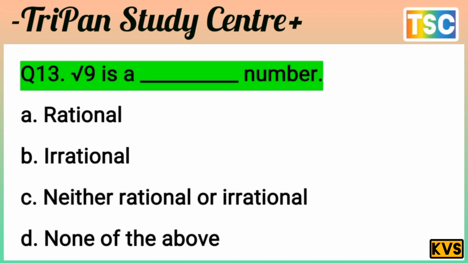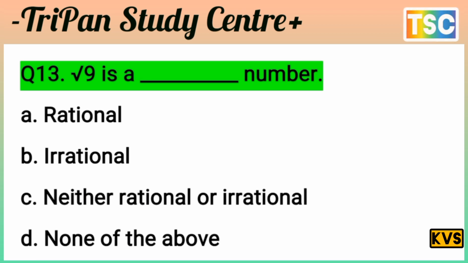The question is clear here: under root of a number. You thought it was neither rational nor irrational? That is a wrong answer. Many students select irrational number, but B, irrational number, is totally wrong. It means you should select A.